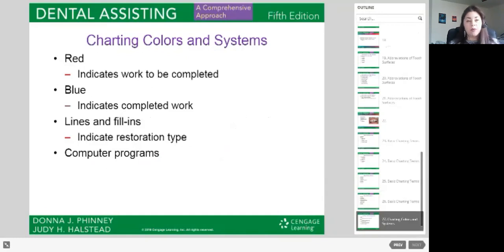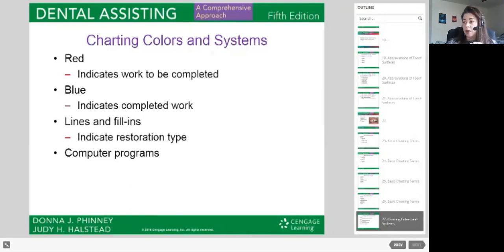Okay. And I'm going to show you some examples here in just a minute. So charting colors and systems, red will indicate work that needs to be done. Blue is completed work. And the lines and fill-ins are going to indicate the type of restoration. This is done now all digitally. When we were on campus, we were having you guys do this on paper with red and blue pencils, but now it's done digitally, which I really love because I think it's more up to date and it's actually a better example of what is going on in the everyday world.